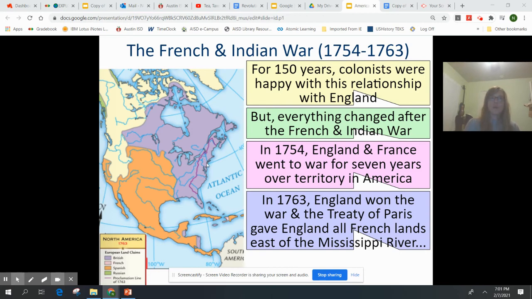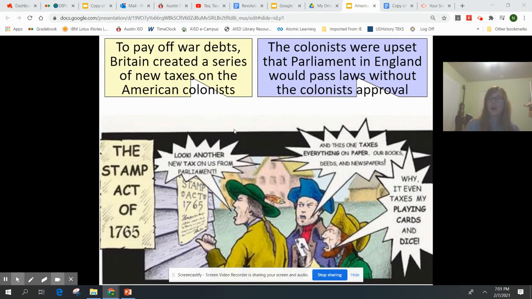And so this war, like I said, was fought all over the world, really. After this war, England is going to be in a lot of debt, and they're going to owe a lot of money. And so what England is going to do is tax the colonists, because a good portion of the reason why England was fighting the French in the first place was because the colonists kept encroaching on French lands.